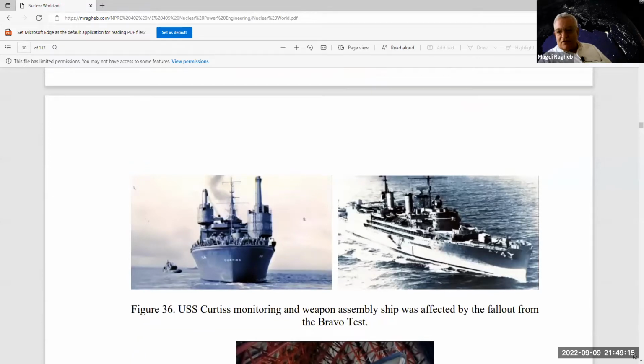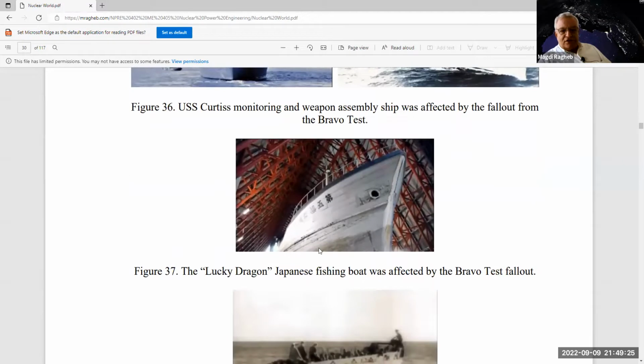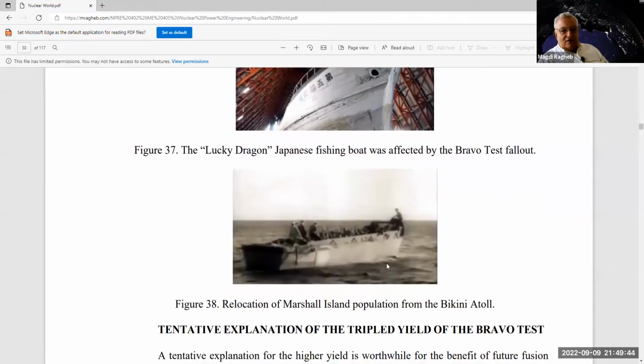What was not known at the time is that there were observation ships, the Curtis here, that had a crew that was exposed to the radiation. And the Lucky Dragon was a Japanese ship that saw dust coming from the sky in the middle of the Pacific Ocean. They thought it was snow. One sailor died. It's kept in a museum apparently in Japan, and that was at the Bravo test. And they had to evacuate the people in those islands that were affected by the fallout.